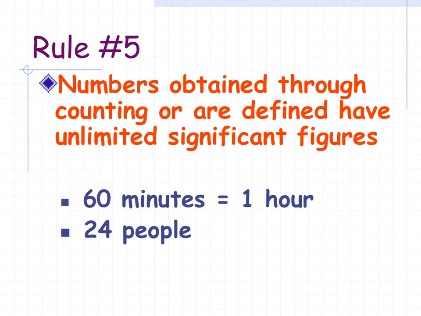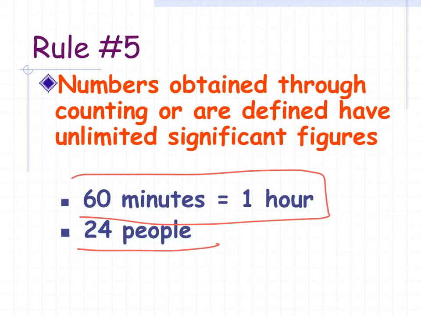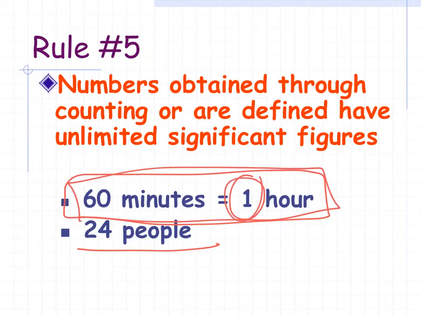Rule 5, you don't have to write it in your notes, but when we count things like people or when we say conversion factors like, hey, 60 minutes in an hour, we're not going to say, oh, it only had one significant digit. We know that these equalities are true. We don't care. You either have 24 people or you don't. When we count, there's an undefined or unlimited amount of significant figures, and we'll talk more about that next week.